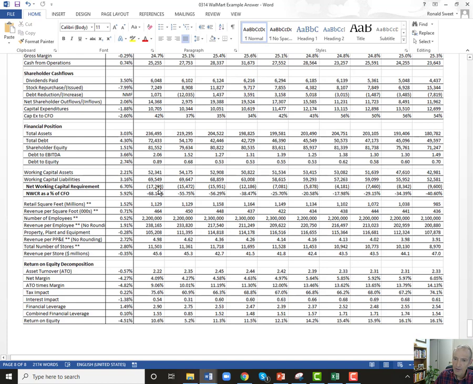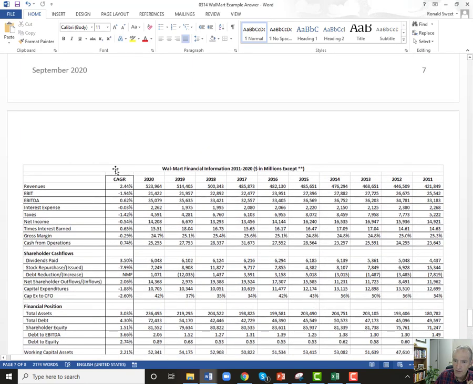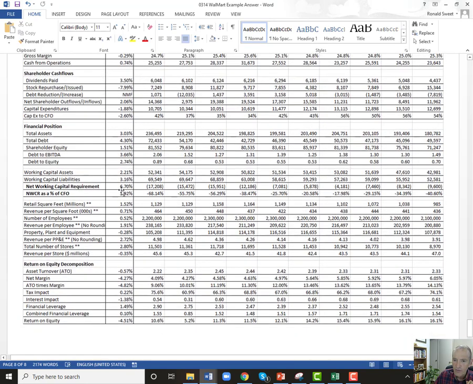So their working capital requirement is a source. Remember, if this is a negative number, then the working capital requirement is a source of cash. Now, some students, listen real carefully, some students get confused. This first column is the growth rate. The growth rate is a positive 6.7%.